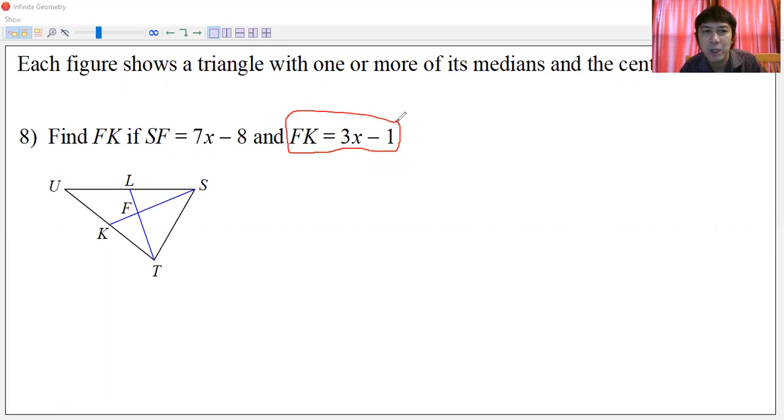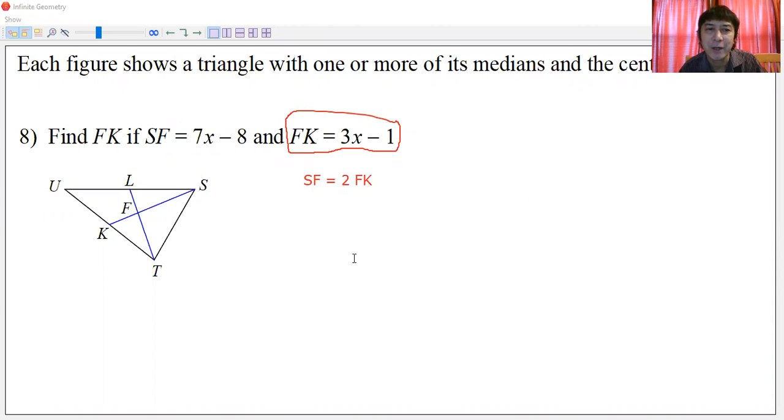Now, how about the SF? SF is the longer. And so we shall begin with our working equation, and the relation is like this. SF is 2 times FK. That's our working equation, and we discussed that before we started computing. So the shorter, when doubled, is equal to the longer.